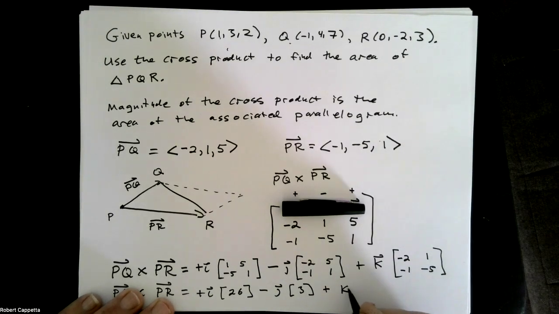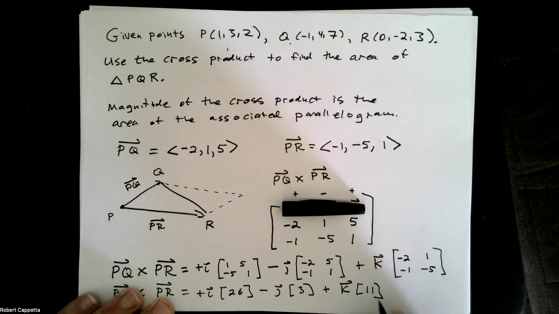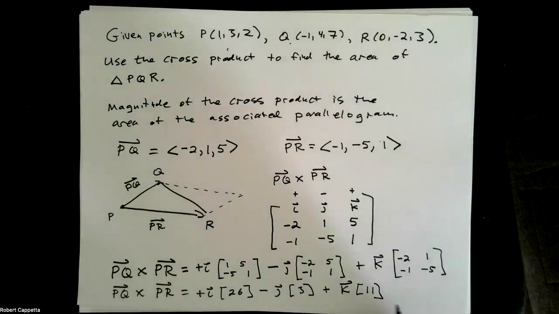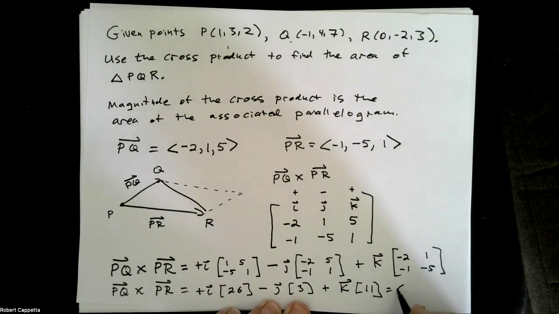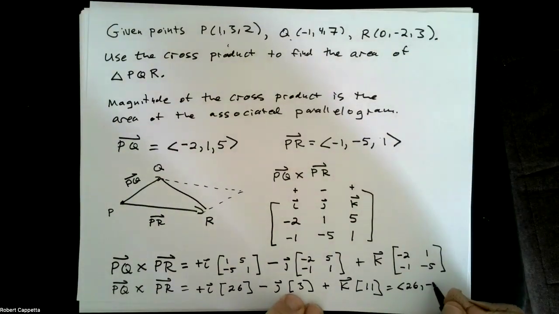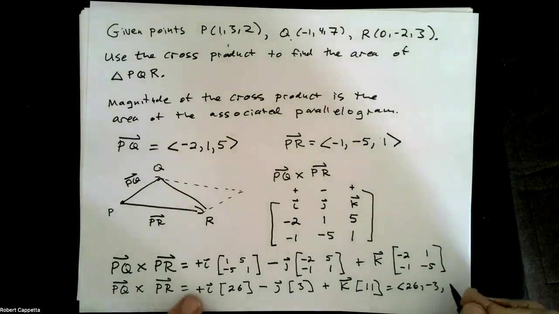And then finally, what do we get? We get k times negative 2 times negative 5 is 10 minus negative 1. 10 minus negative 1 is 10 plus 1, which is 11. So then what is that vector? 26i, 26 in the x direction, minus 3j, so minus 3 in the y direction, and then plus 11k, 11 in the z direction.